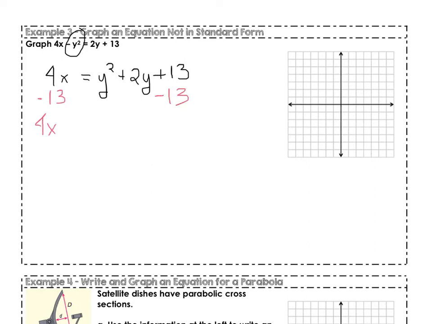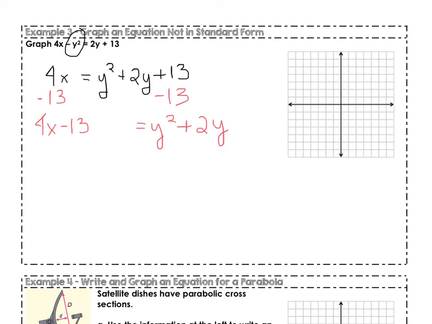All right, let's talk about our very first horizontal parabola. I can tell that it's a horizontal parabola because my y term is being squared. So I actually want to get my equation set equal to my x term. So we have y squared, now onto the other side by adding, plus 2y plus 13. Now we can take several approaches. One of the approaches we can do is by completing the square. So I'm going to subtract 13 from both sides. So we have 4x minus 13 is equal to y squared plus 2y.